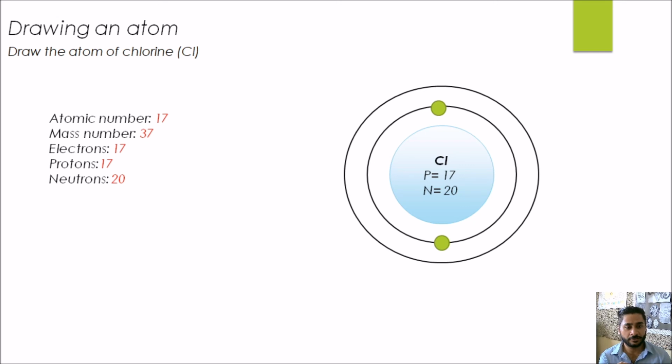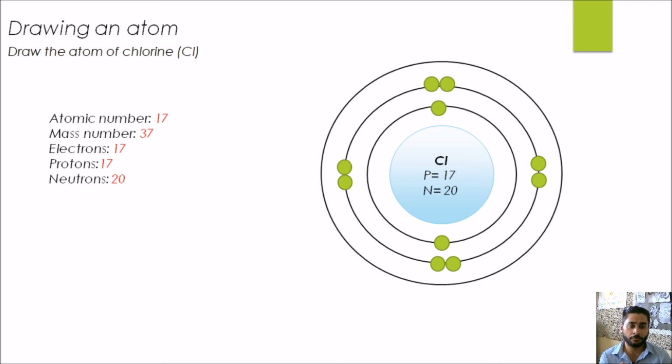In the next shell, L shell, we have a maximum of 8 electrons. So what is the way of putting those 8 electrons? Up, down, left, right, and then again we are going to pair them up in the same manner, up, down, left and then right. Now 10 electrons are gone out of 17 and we are left with 7 more electrons. So in the last shell we are going to have 7 electrons in the same manner, up, down, right and then left, and then we are going to pair them up. We are left with 3 electrons, so 3 will be in pairs and 1 will be unpaired in this case.